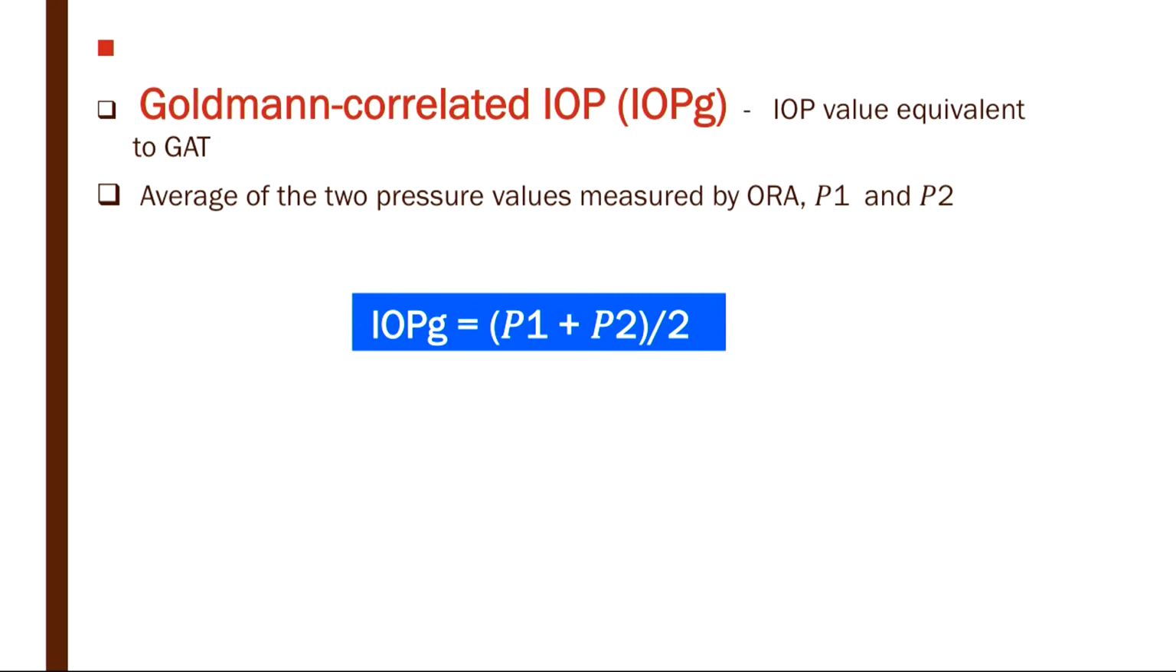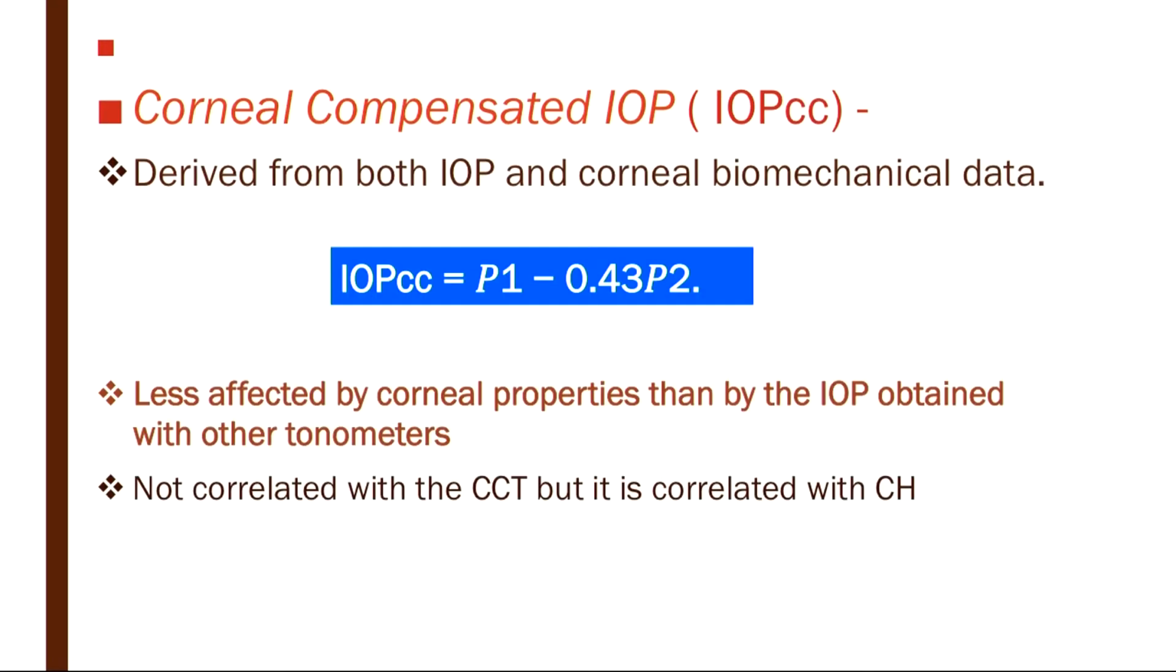So the average of the two applanation pressures is the Goldmann applanation pressure. And then the corneal compensated IOP. This is, I think, extremely important. It is less affected by the corneal properties than the IOP obtained with other tonometers. There's a formula for this: P1 minus 0.43 into P2, and this gives us this data.